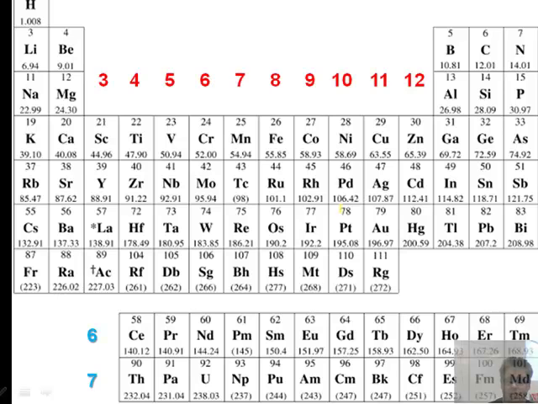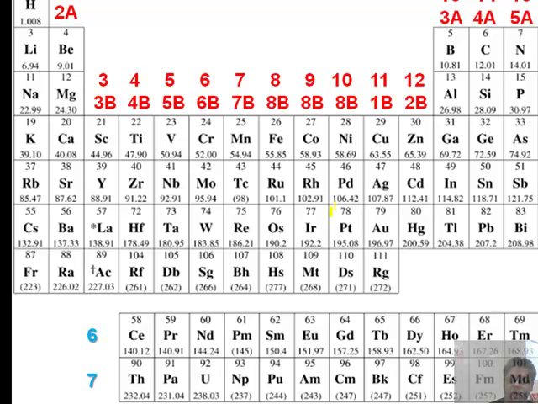On the top, 1 through 18, and that's how the international community numbers the groups on the periodic table. In the United States, it's 1A, 2A, then 13 is 3A, 14 is 4A, and so on, as you can see here.